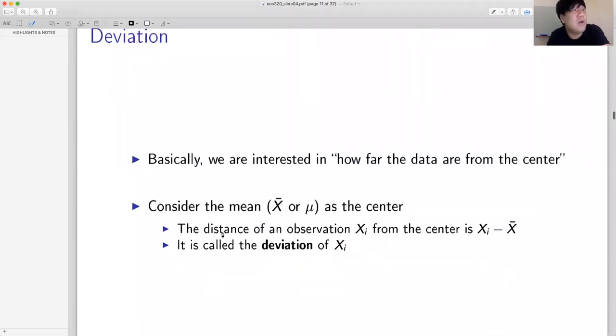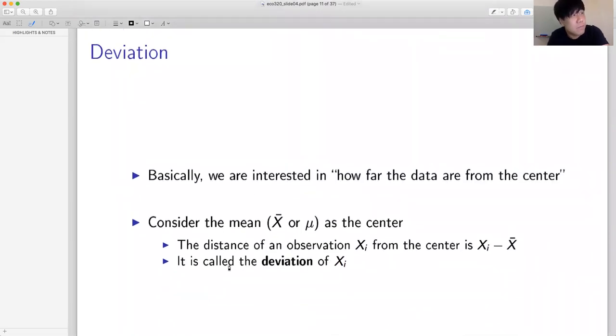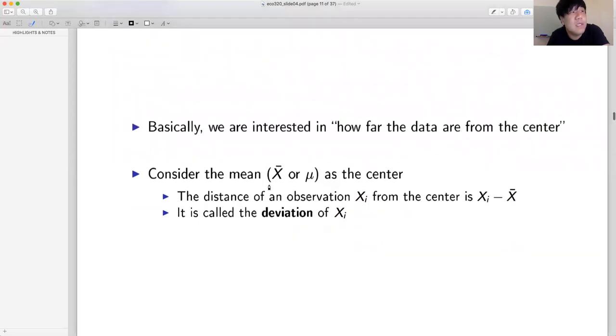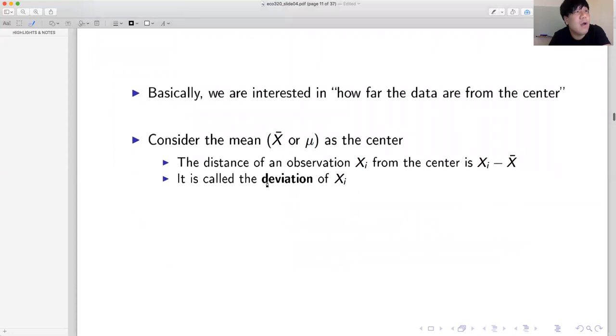And the other concept is deviations. Basically, we are interested in how far the data are from the center. If this is the notation for mean, X bar is the sample average and mu is the population average. Sorry for the confusion. The distance of an observation xi from the center is xi minus x bar.